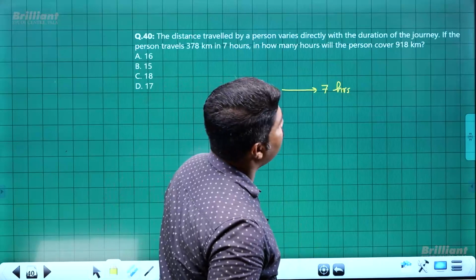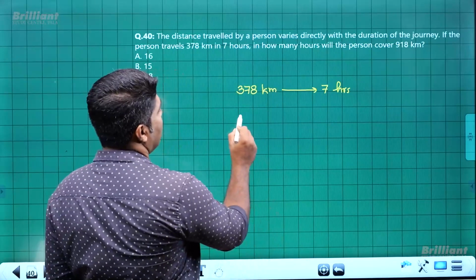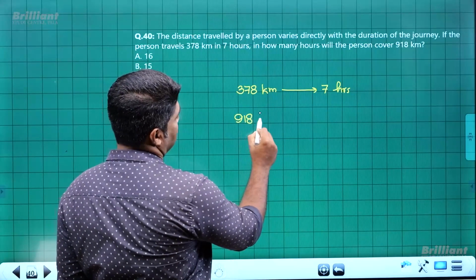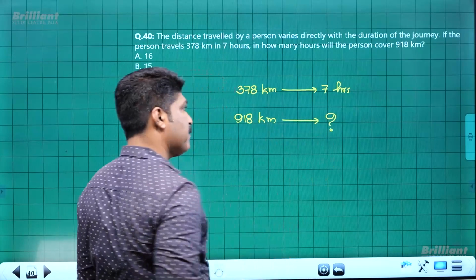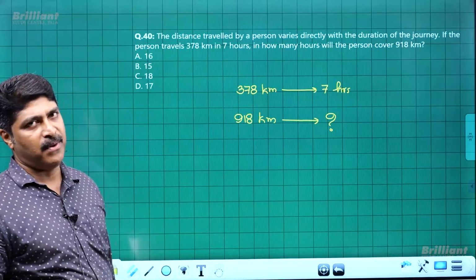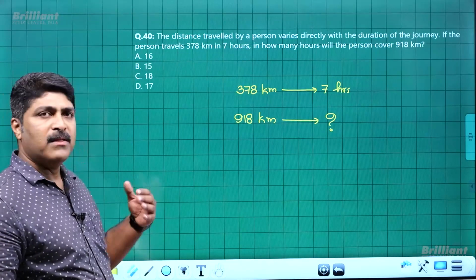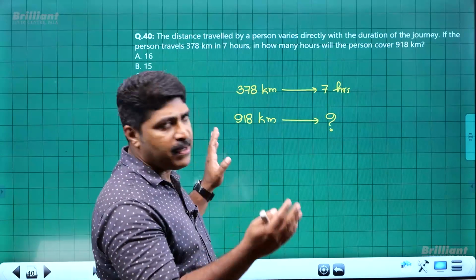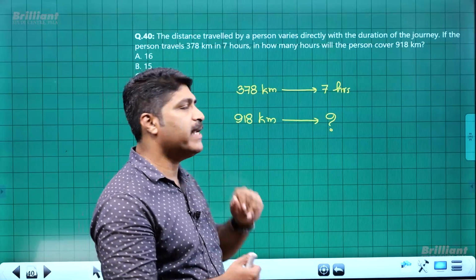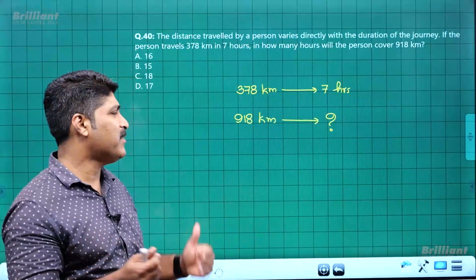In how many hours will the person cover 918 kilometers? This we have to find. That's a simple unitary type of approach. For covering this 378 kilometers, he needs 7 hours. The same person, how long will he take to cover 918 kilometers? That's it. That's a very simple one.